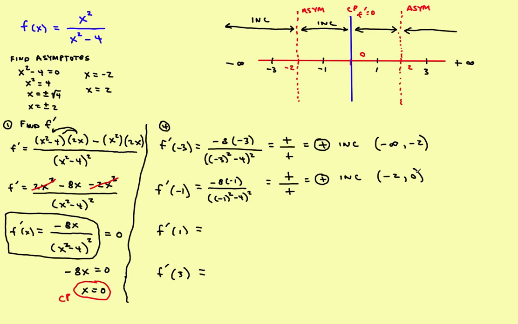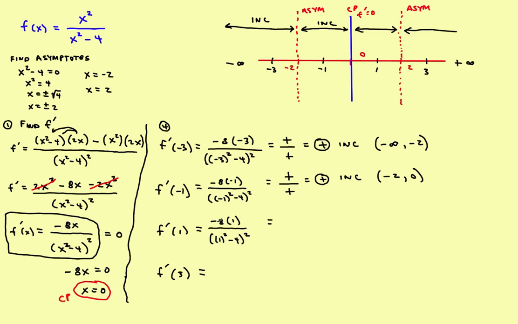Now, in the third interval, what's going on in this interval right here? The test point will be 1, so I'll plug a 1 in. So I'll have a -8 and plug in a 1, divided by 1 squared minus 4 squared.